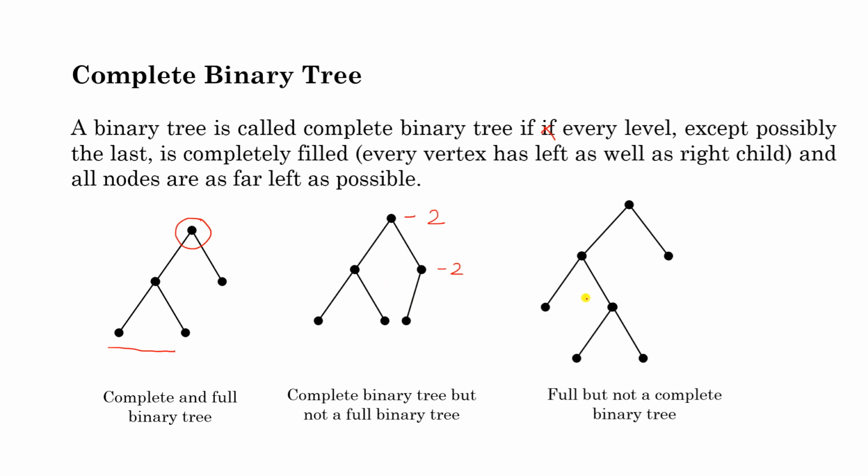And if you look at this, this is a full binary tree because only one vertex of degree 2 is there, and for the remaining vertices the degree is either 1 or 3. So this is a full but not a complete binary tree.